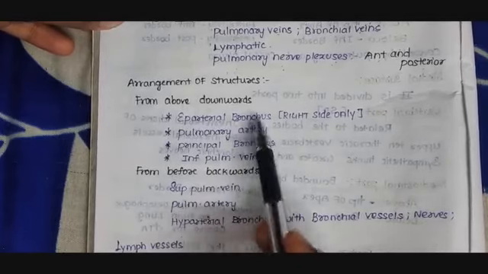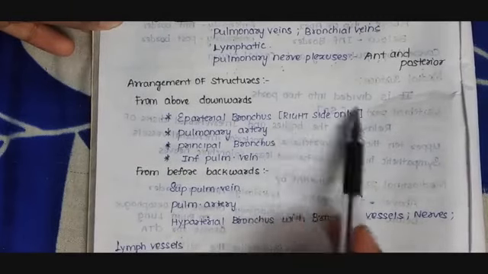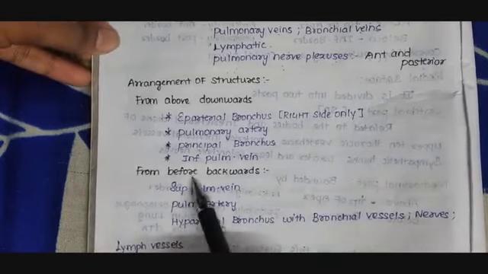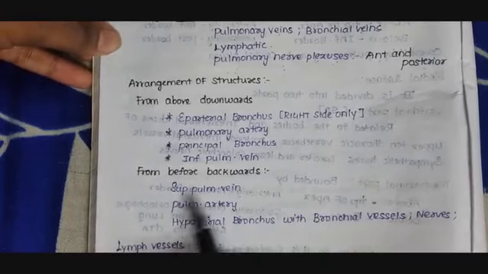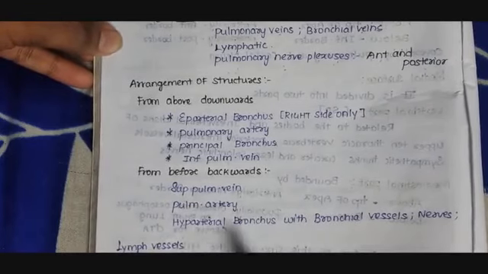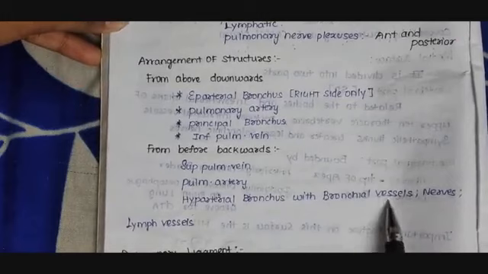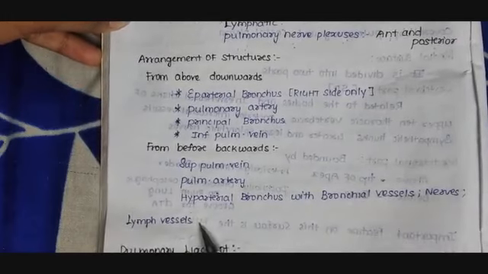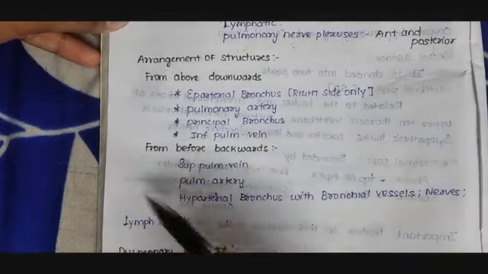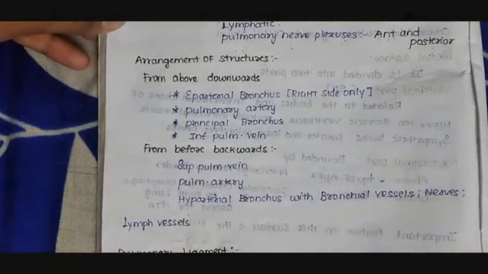Whereas this eparterial bronchus is present only on the right side of the lung, that is the right lung only. From front to back, we have the superior pulmonary vein, pulmonary artery, and the principal bronchus with bronchial vessels, nerves and lymphatic vessels. Okay, this is the arrangement of structures in the root of the lung.